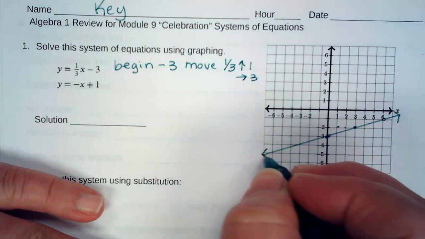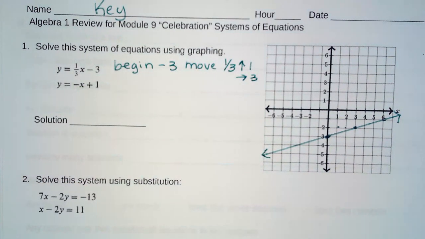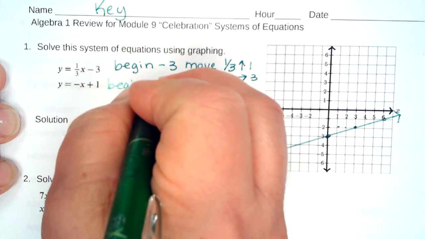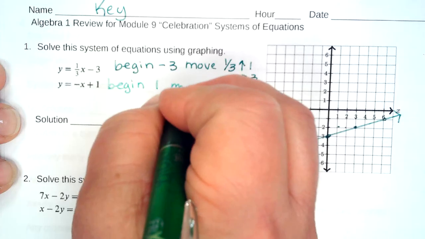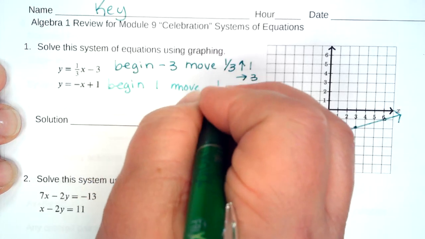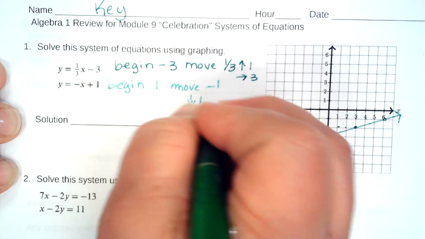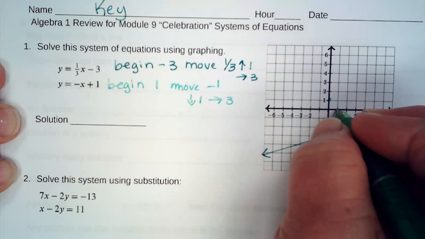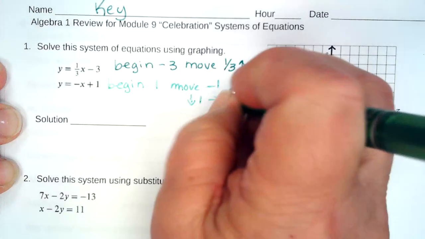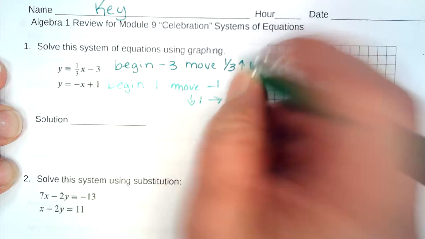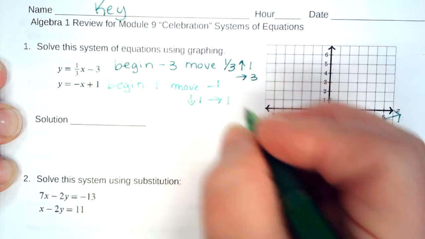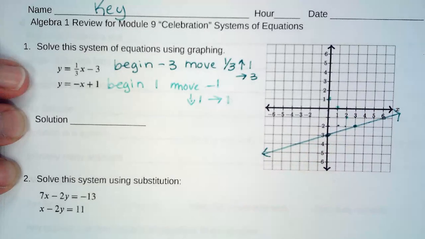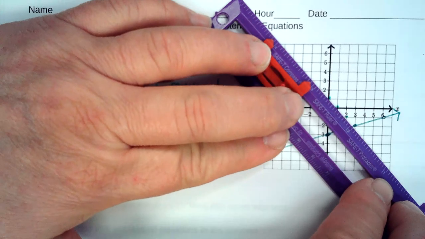Here we go. But what about the second one? Where do I begin? At 1. How do I move? -1, which is down 1, right 3. I'm at +1, I go down 1. Oh, down 1, right 1. Sorry about that. Down 1, right 1, because it's a -1. And I can keep going as long as I need to.